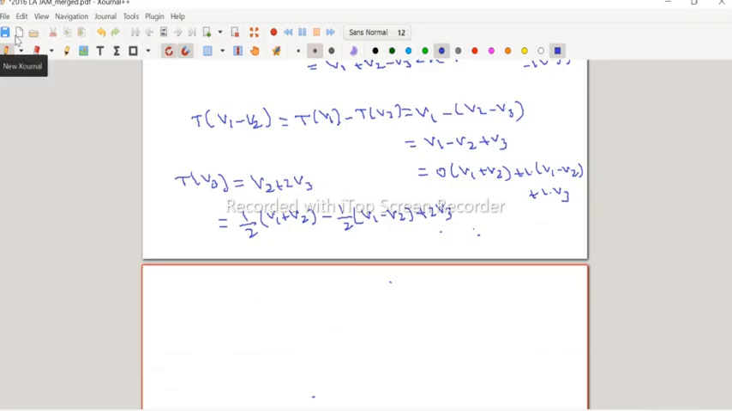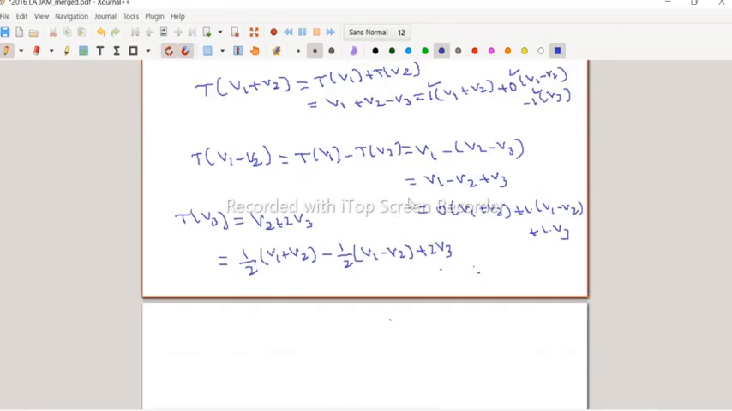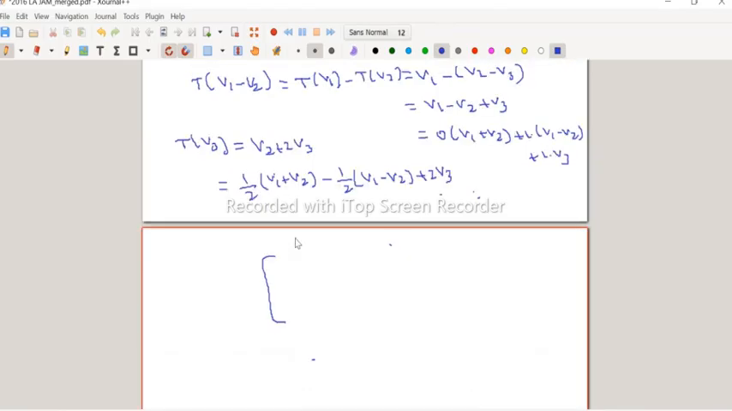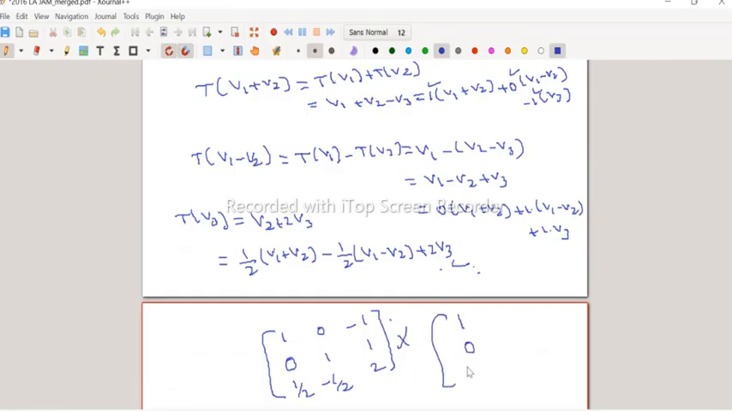Now we can write everything and form a matrix. From the first one, what are the coefficients? 1, 0, minus 1. Usually they take it column-wise, but depending on the answer we can write it either way. So the first is 1, 0, minus 1. The second one is 0, 1, 1. The last one is 1 by 2, minus 1 by 2, 2. So this is the answer. Or sometimes they will take it column-wise, so either this one or its transpose.